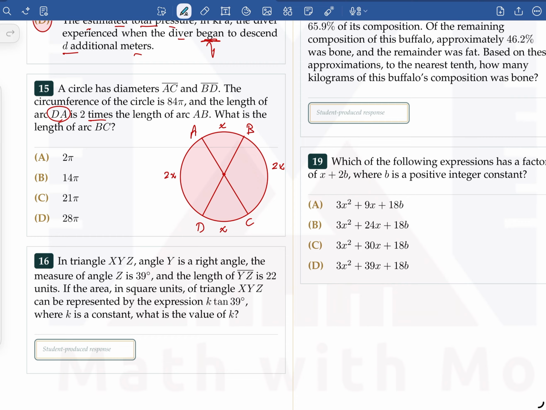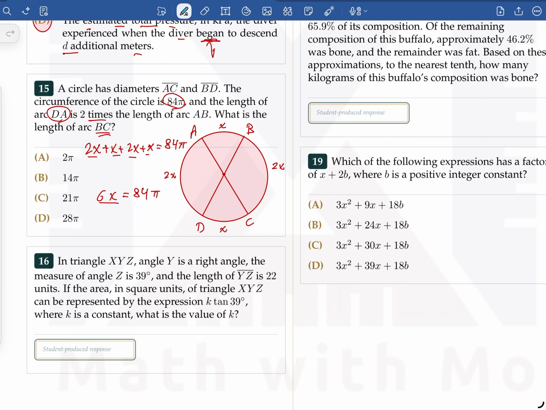And because the total is 84 pi, which means the circumference, we need to get BC by applying this formula. The circumference is equal to 84 pi. What is the circumference? Circumference is the total of all of these. So we can write 2x plus x plus 2x plus x, all of that is equal to 84 pi. Let's add these all together. X plus x, 2x, and 4x will be 6x is equal to 84 pi.